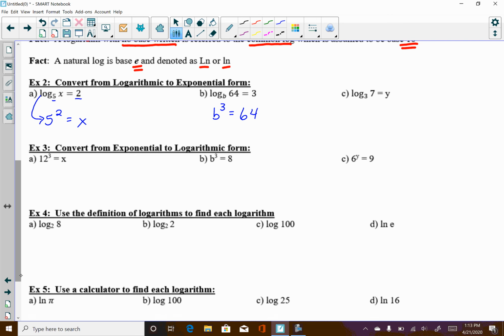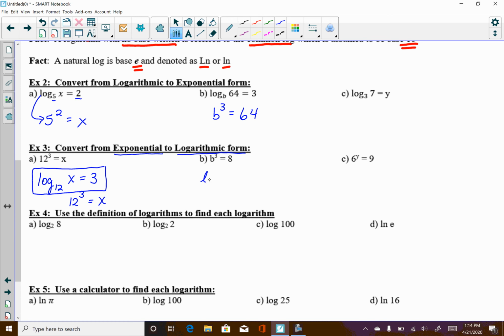Example 3, we're just going opposite here. I'm giving it to you in exponential form, and now we want to go to logarithmic. I always find this way a little harder, and so whenever I do it, I always check myself by going backwards. So, 12 cubed equals x, so it's log base 12 of x equals 3. Because remember, it's base raised to the opposite side equals argument. Okay, so this right here is the final answer.